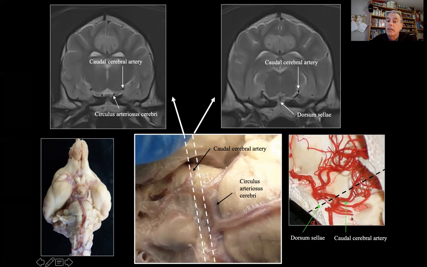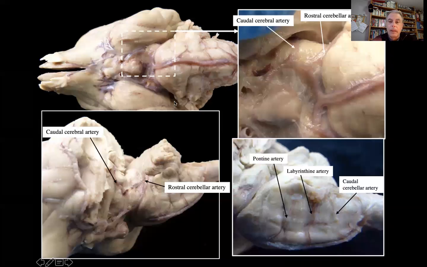So we have here the caudal cerebral artery. So we are cutting at this level here. This is the caudal communicating artery. And so we have the caudal cerebral artery and, big, caudally, the rostral cerebellar. Okay. So again, we are focusing in this area. And in a close-up, we have the caudal cerebral and the rostral cerebellar, both branches from the caudal communicating artery.